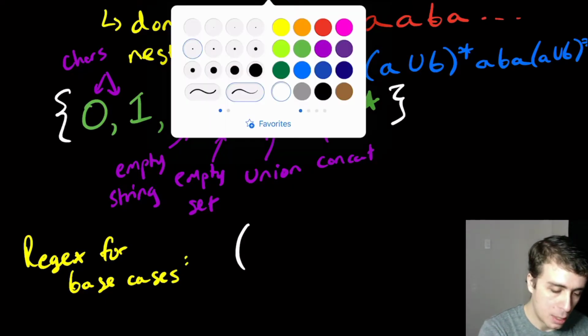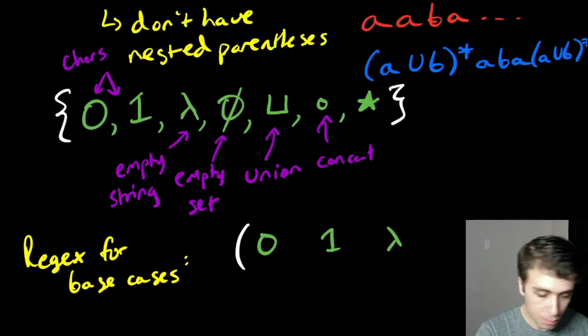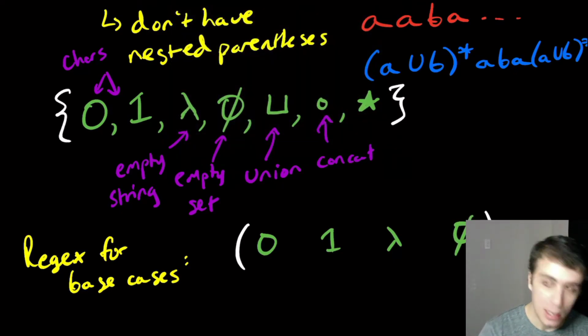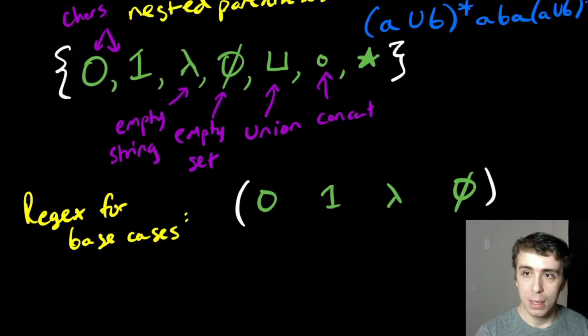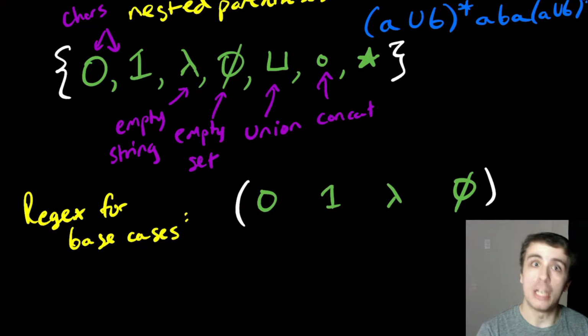So here we're going to have 0, 1, lambda, which represents the empty string, and empty set, and of course we need the end parentheses here. But we need union in between because we're making a regex for these. It can be one of these things.